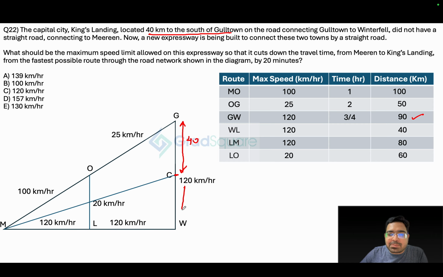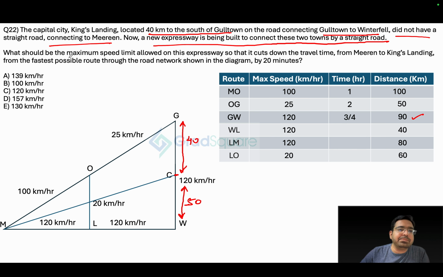So this distance present over here is turning out to be equal to 50, right? Now, this particular city did not have a connecting road to the point M. Now a new expressway is being built to connect these two towns by a straight road. So you are building a straight road from M to C.